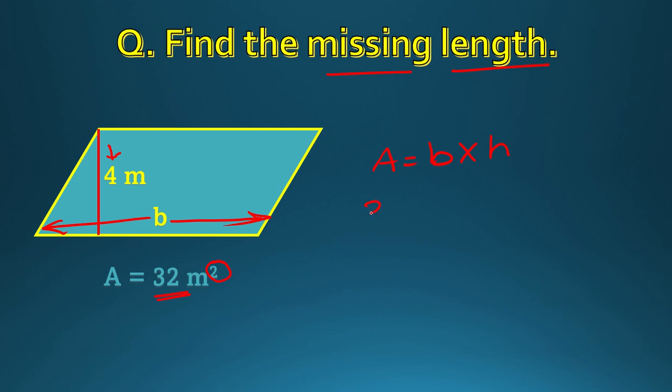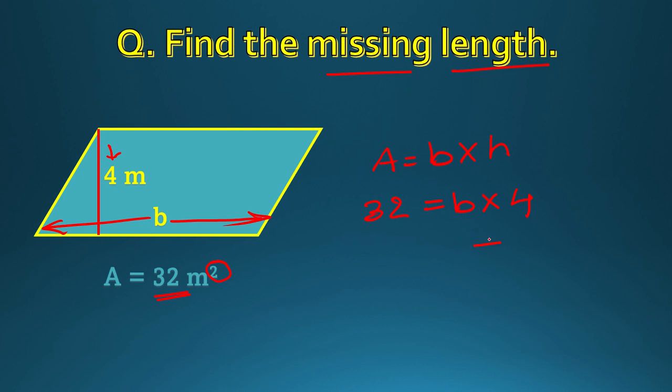So A is equal to 32, B is not known, B we have to find, and H is 4. Okay, now we have to find B. So what you have studied in the last lessons is that if you have to find B, then B should be alone here. It should be single.